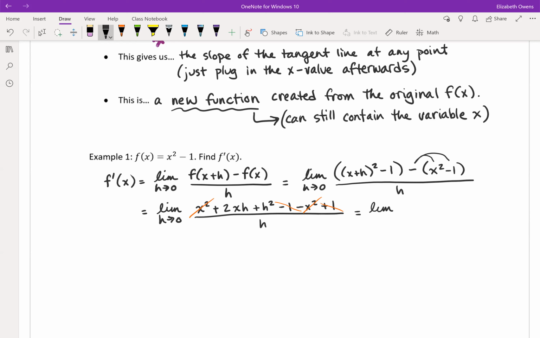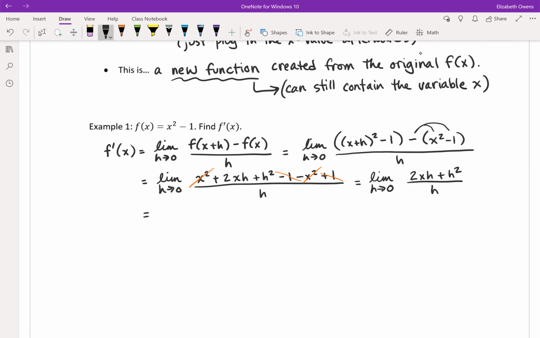And so now we've got the limit as h approaches 0 of 2xh plus h squared. And I bet you guys know what to do next. We're going to factor out an h and cancel that out. So take an h out of the top, 2x plus h all over h, and boom, there it is. So that h down in the denominator has canceled out just like we like to see. That's going to help us out a lot here. And we're going to be able to use some direct substitution, just like we've done in the past.